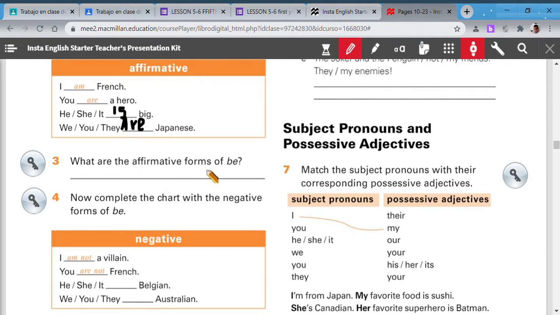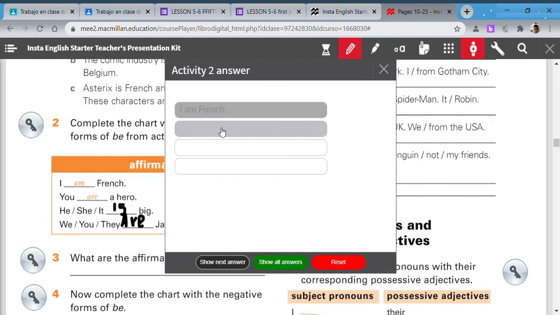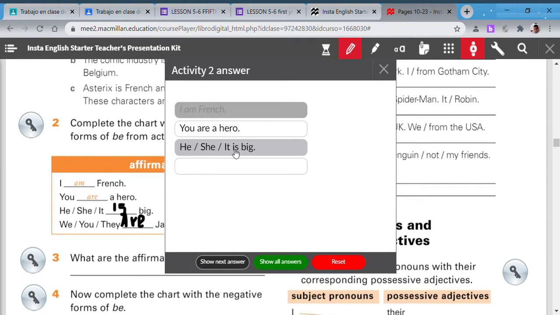What are the affirmative forms of be? You can see am, is, are. But now, first let's check this activity. Let's wait for this to upload, but you can practice. I am French. You are a hero. For example, he, she, it is big. And finally, we, you, they are Japanese. So the answers are right.